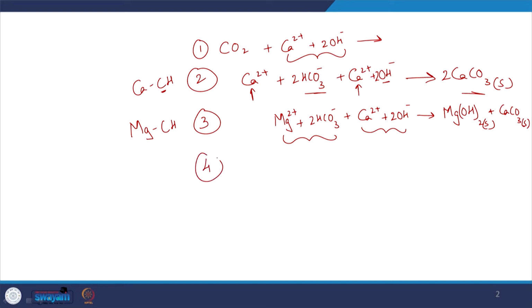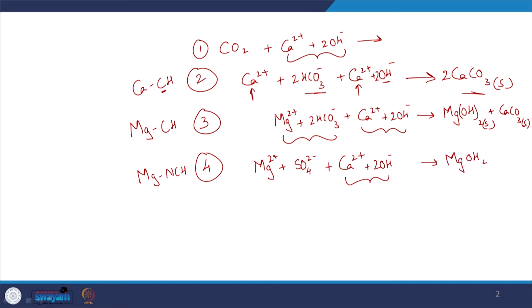And the fourth one is magnesium due to non-carbonate hardness. So here I have magnesium associated with ions other than carbonates. How do I remove them? Here I am adding Ca2+ and OH-. So I am increasing the pH by adding lime, and thus magnesium will be removed in the form of magnesium hydroxide.